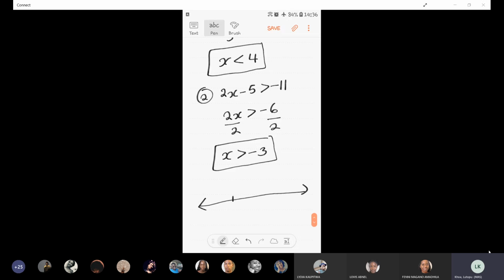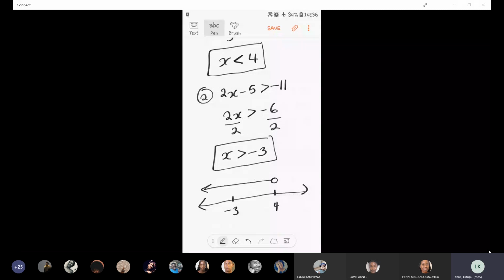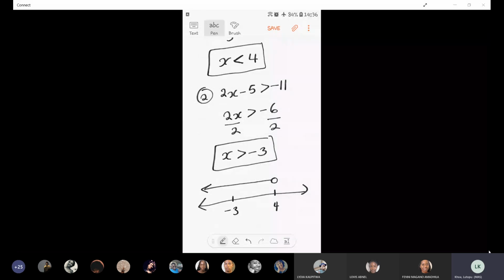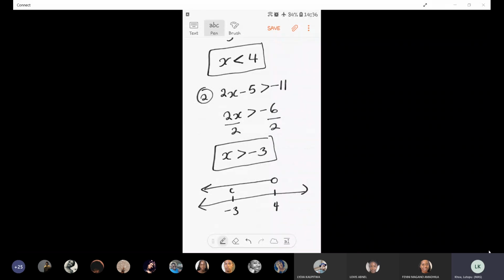And I put my numbers minus 3 and 4. Okay, then x less than 4. That means on top of 4, my circle is unshaded because this is not equal to. It cannot be equal to 4. It must be strictly less than. And then all the numbers less than 4 are in that direction. And then for the second one, x is greater than minus 3. So on top of minus 3, my circle is unshaded, and the numbers that are greater than minus 3 are to the right of minus 3.